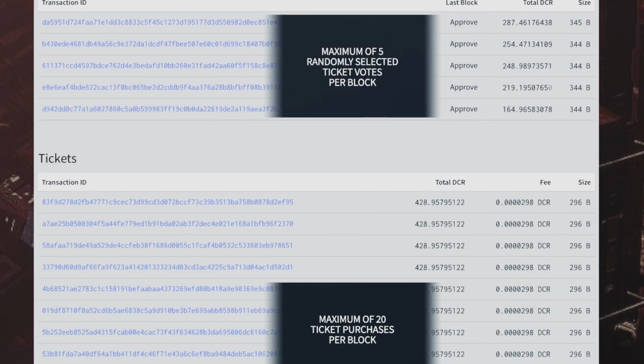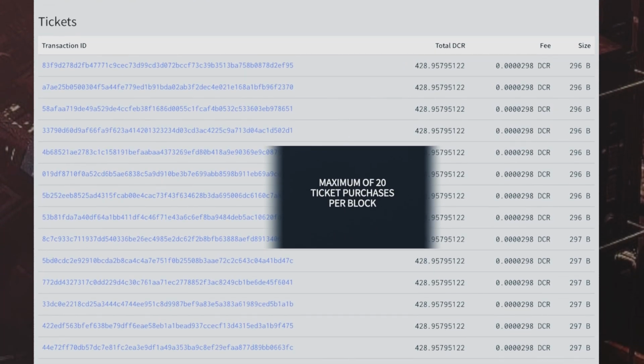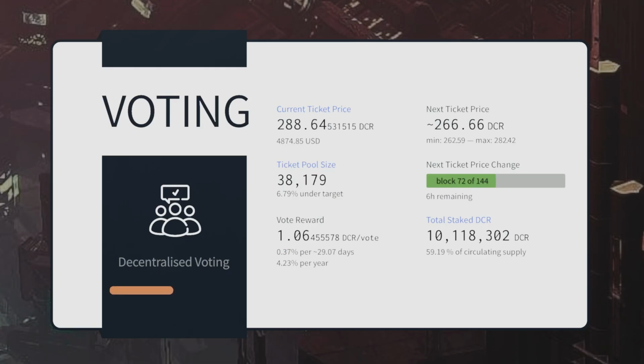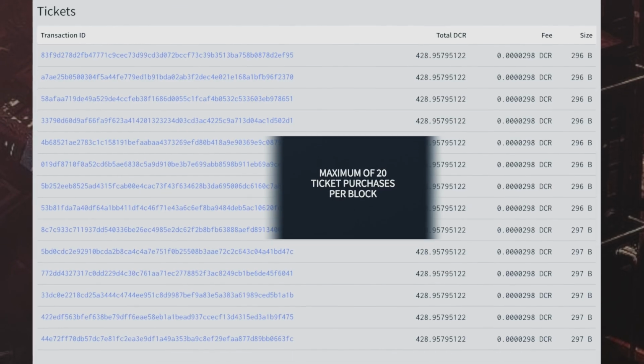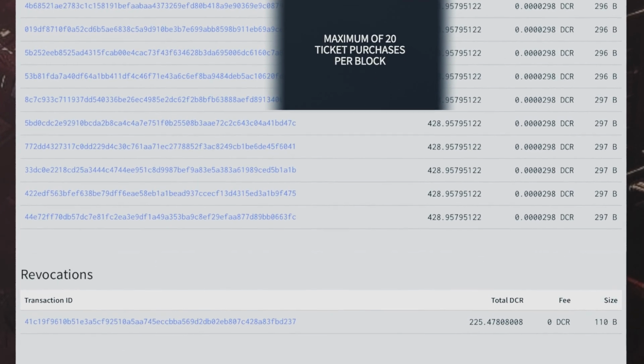Following these are ticket purchase transactions, with a maximum of 20 tickets purchasable per block. Tickets typically vote after an average of 28 days and expire if not used within 142 days. Decred has a target pool size of 40,960 tickets. Ticket revocation transactions are next in the transaction tree.